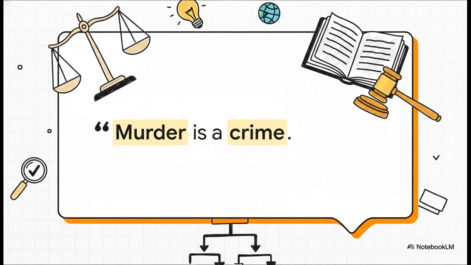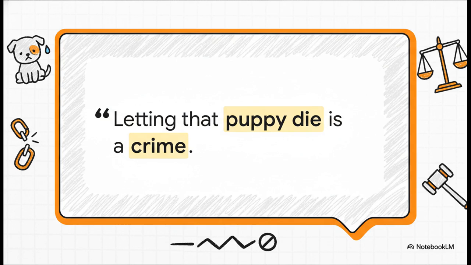First, the legal definition. Murder is a crime. That's a statement of fact within a legal system. It's clear, it's objective, and it fits that first definition perfectly. But then you have this. Letting that puppy die is a crime. Now, in most places, there's no law against that. You're not going to go to jail for it. This isn't a legal crime. It's a moral one. It's an extremely bad action.